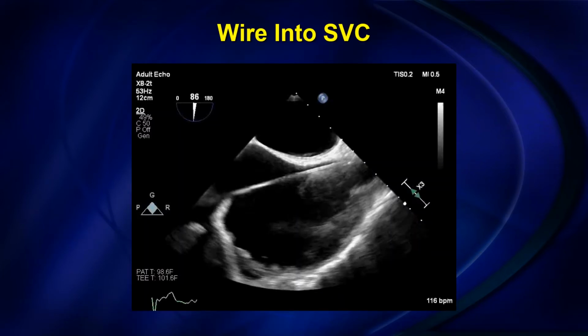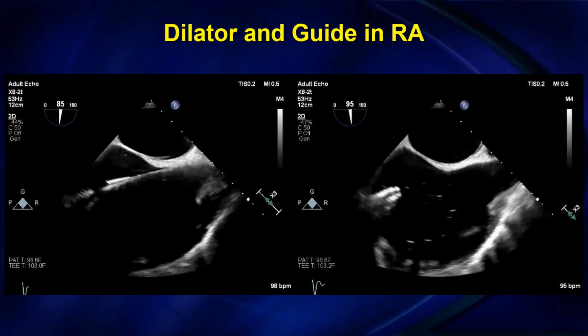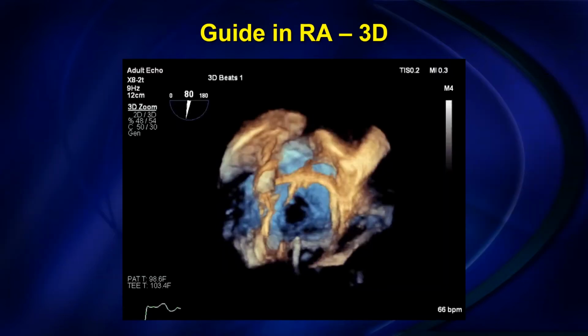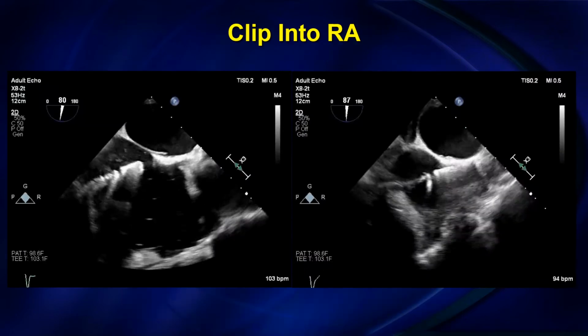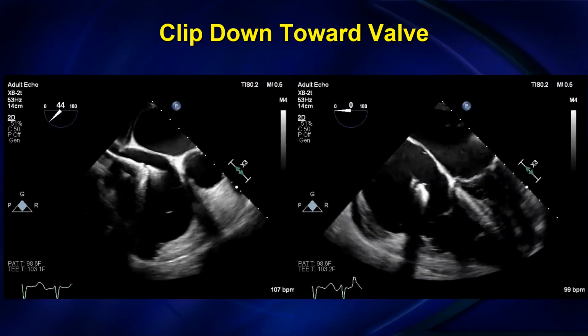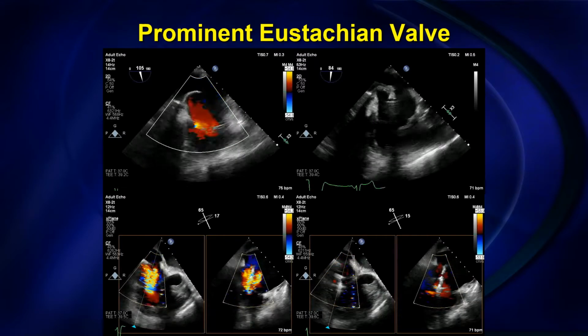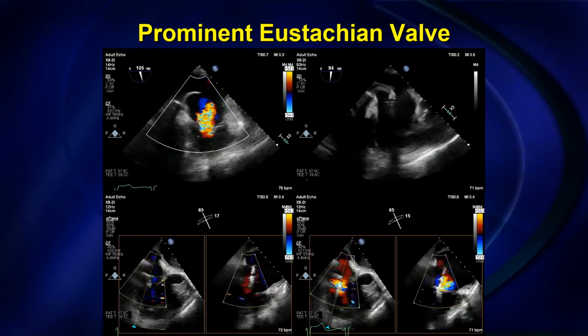On to procedural imaging. A wire is advanced from the IVC to SVC just like with MitraClip. The dilator and guide are positioned in the right atrium. Here we see a view from above with the guide just into the RA from the IVC. The clip is advanced into the right atrium and brought down towards the valve. Watch out for a prominent Eustachian valve, which may inhibit posterior positioning of a clip.